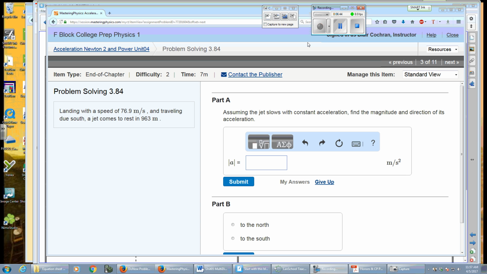Alrighty, here we go. So, landing with the speed of this and traveling due south, the jet comes to rest in this. Ooh, if it comes to rest, is it speeding up or slowing down? What has to be true of the velocity and the acceleration to slow down? They have to be opposite. So if it's heading south, which way does the acceleration have to be? North. You know that right off the bat, right? Cool. Find the magnitude and direction of its acceleration. Oh, we already figured out the direction. Woo, we're half done. We haven't even touched the pen yet.